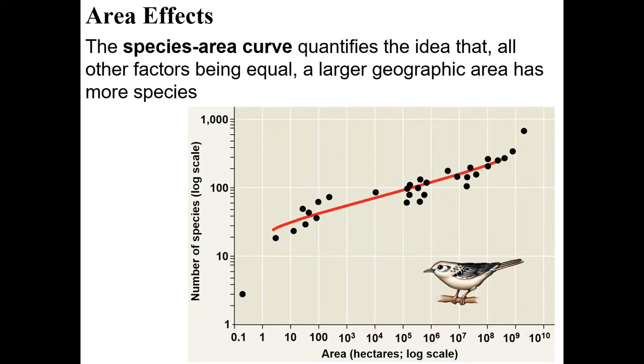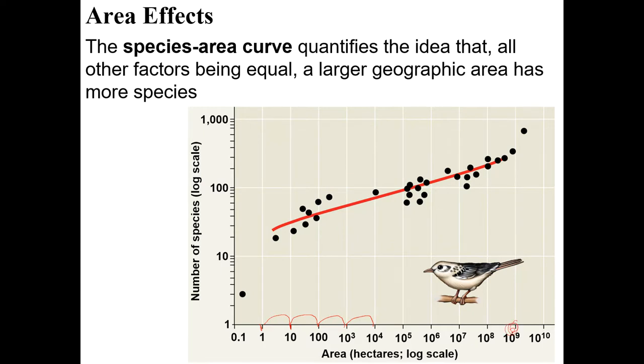Okay, area effects. These become really important, especially on an island. So this is a species area curve. And the first thing I want you to notice is that it's a log scale. So if you start at 1, the next line over is 10. And then we're going up by another order of magnitude to 100, to 1,000, to 10,000, and so on, right? So that's a log scale, and it's actually log on both sides. And so this is actually a pretty dramatic curve.